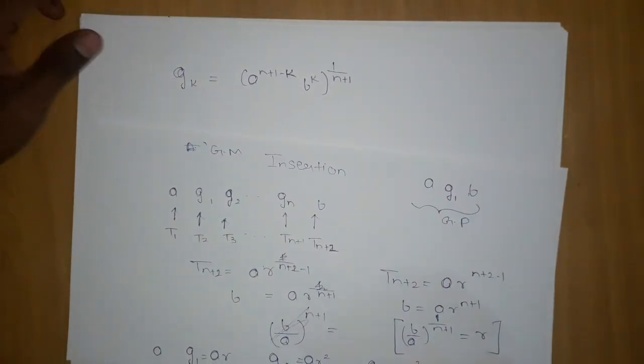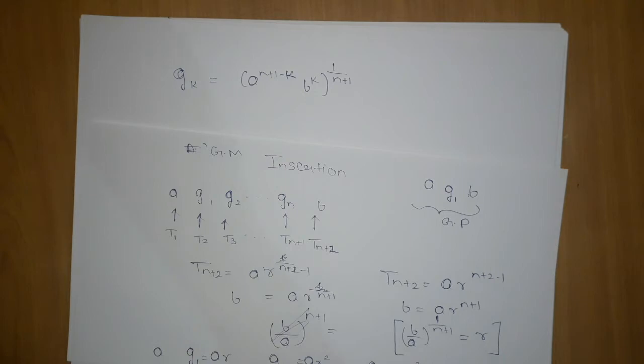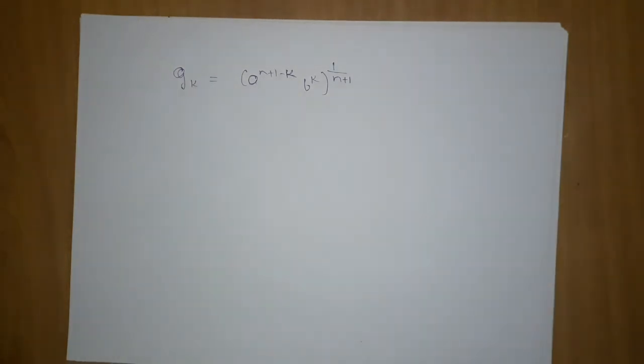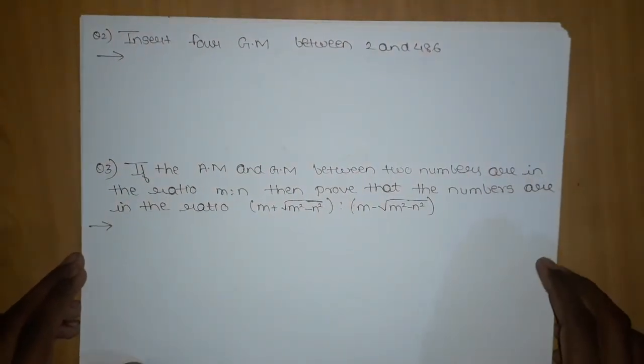Insertion of GM. But remember, when we insert any GMs between two numbers, the sequence becomes a GP. That is the crucial part. You should remember this point. So now let's continue with the questions which we were doing.